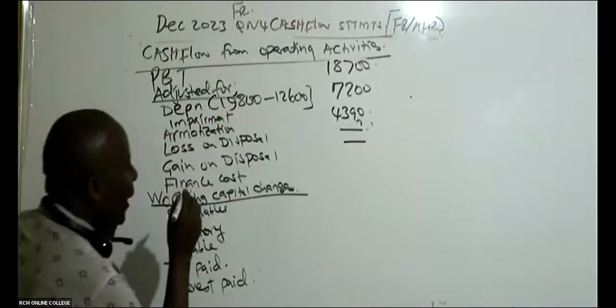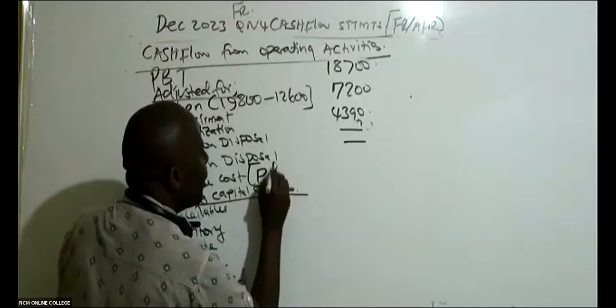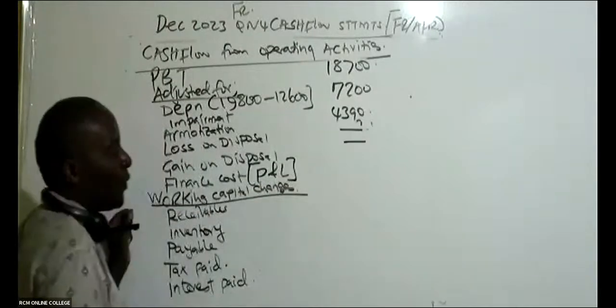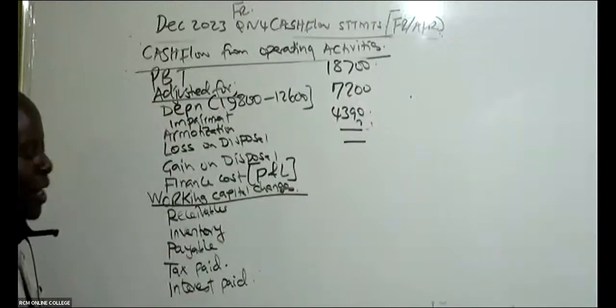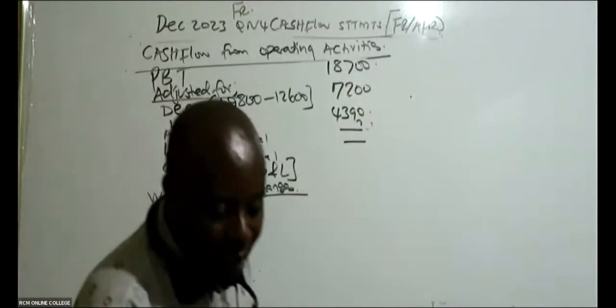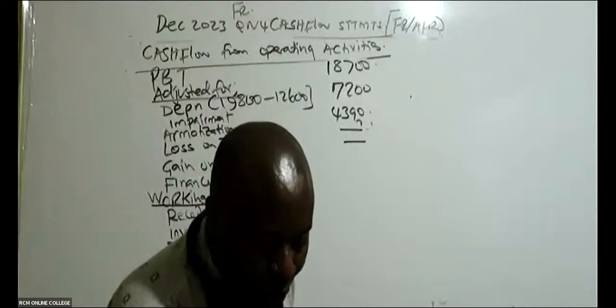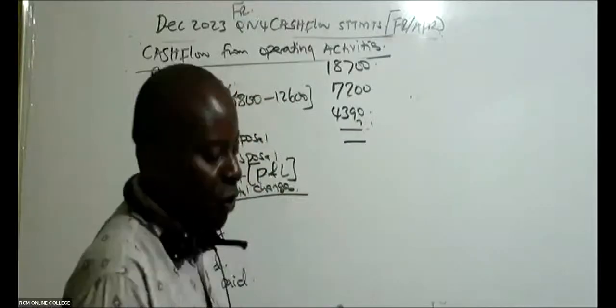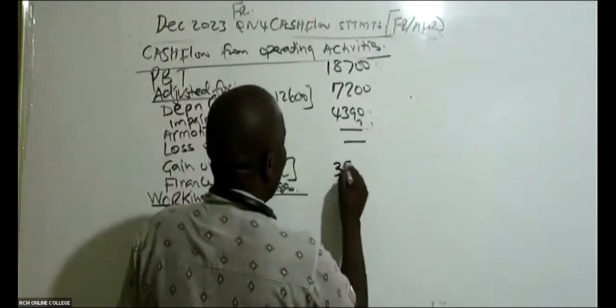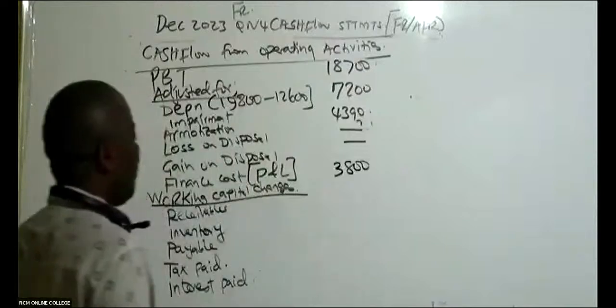Then here, the finance cost: we normally pick the finance cost given in the profit and loss. Are you able to see any finance cost given there in the profit and loss? You pick it the way it is. Finance cost in the profit and loss, is there somebody who is able to see 3,800? You pick it the way it is, 3,800.